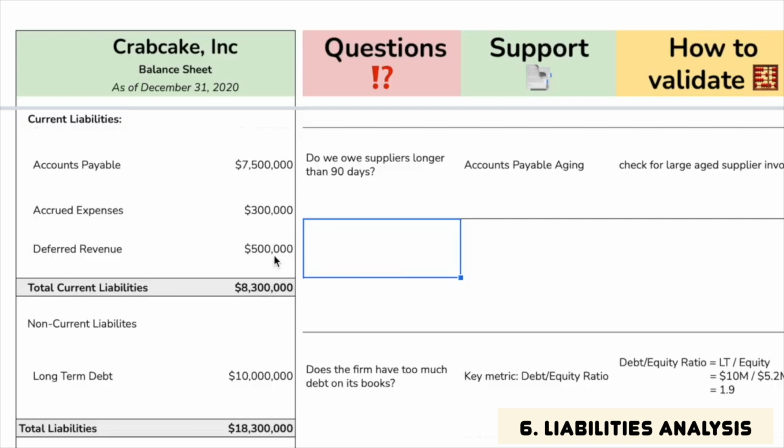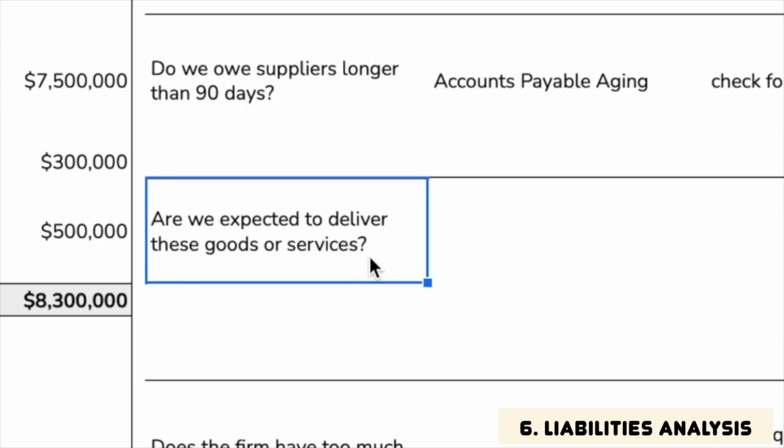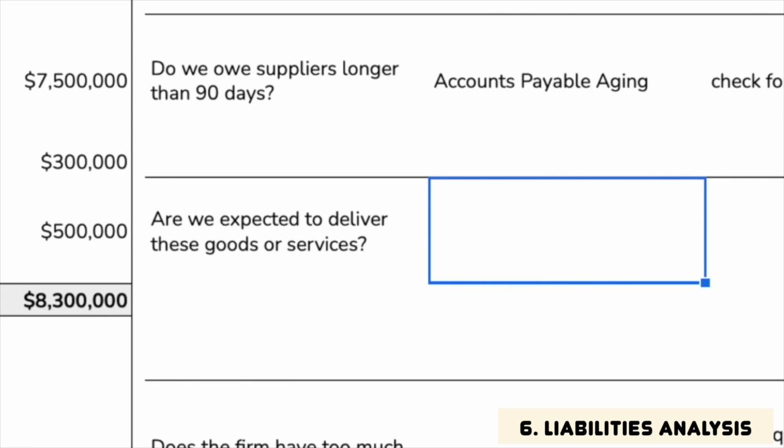All right, so the question I have on this balance of $500,000 is, are we expected to deliver on these goods or services? And the support I'm going to be asking for is as follows. I'm going to ask to see a breakdown by customer and by product of this balance, right? So I want to make sure that I can deliver on these products.